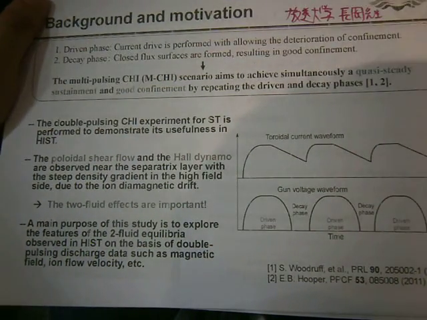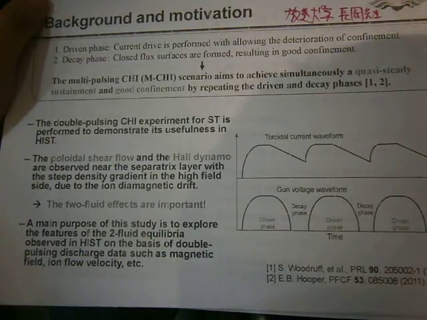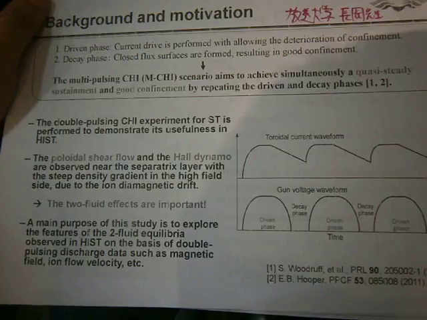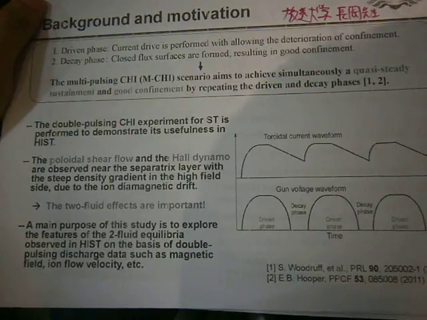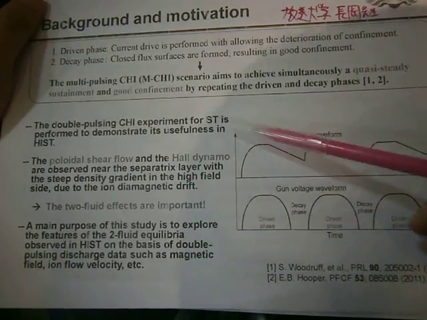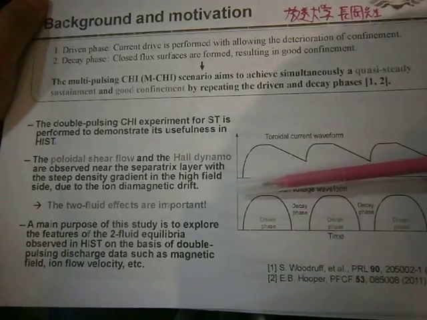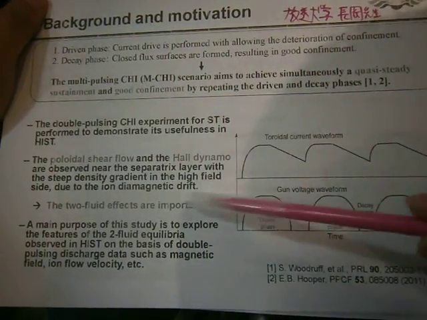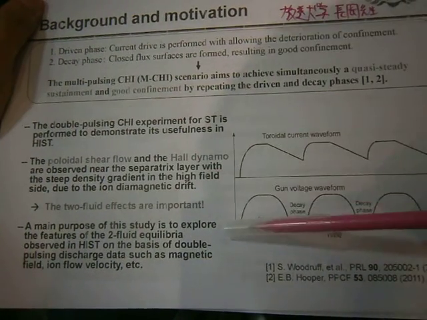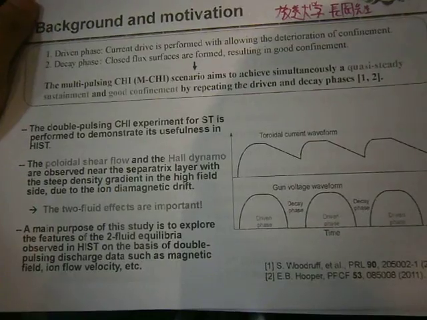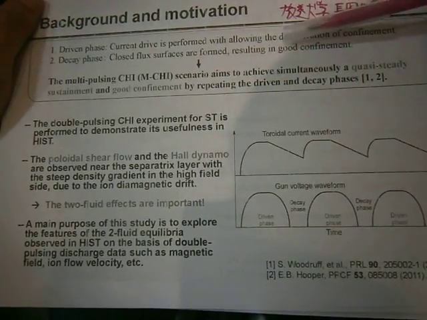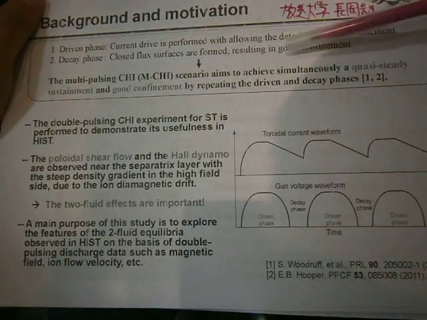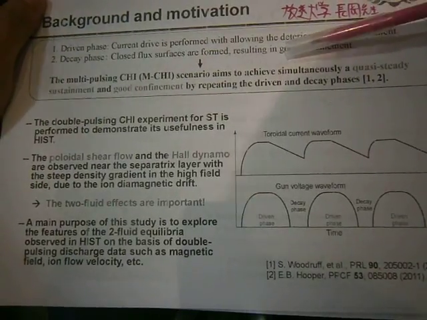Simulation classes, simulation, the good correlation, leverage, that they can phase. The relation of passing shared experience of the ST, the performance demonstrates its usefulness in HIST. The observation near the separatrix layer with the stable density gradient in the high field side due to the ion magnetic drift for the drift wave. The two fluid flux is important. My main purpose of this study is to observe the HIST plasma, measuring passing electric data such as magnetic fields, ion flow velocity, etc.